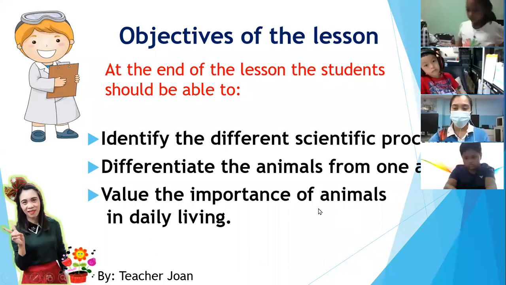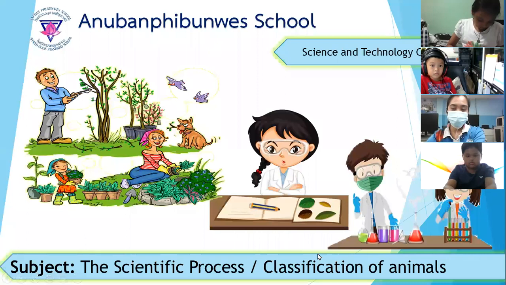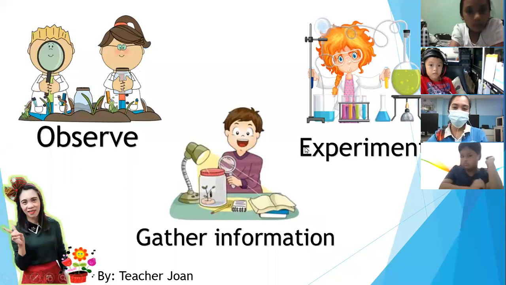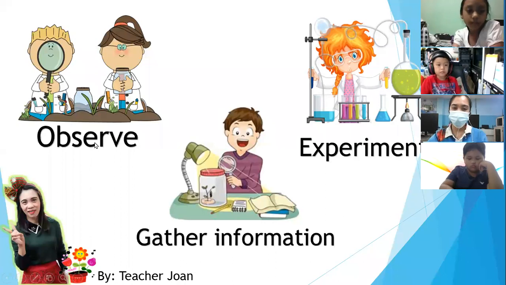Now let's move. The topic for today is the scientific process and classification of animals. The first thing is, when we do an experiment or start studying science, we need to do the following first, right? We need to observe, gather information, and then we can experiment. Like last year in your Pratham 3 science class, we did lots of activities and observations about different things.